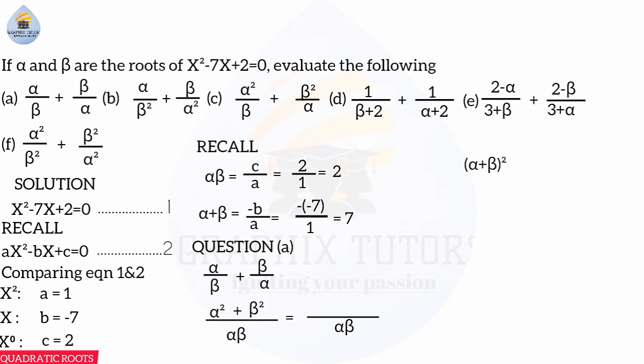How did I mean? Now watch. Alpha plus beta all square, if I expand this, I'll be having alpha square plus beta square plus 2 alpha beta. Now you'll be wondering, how did I get this? This is how I got it.